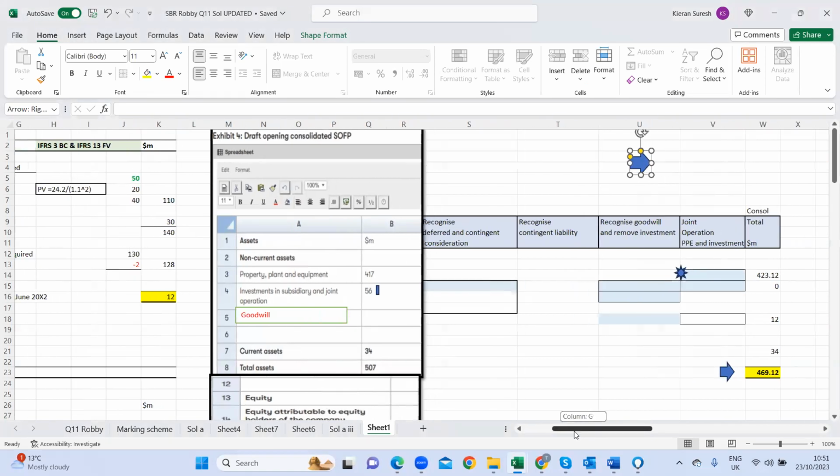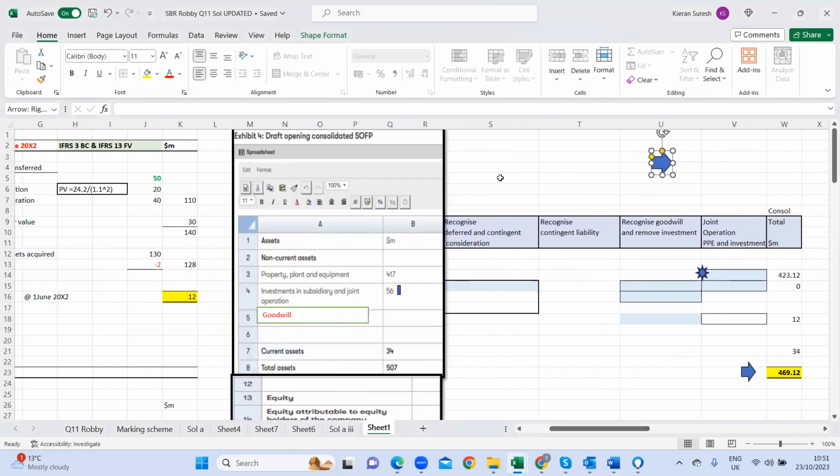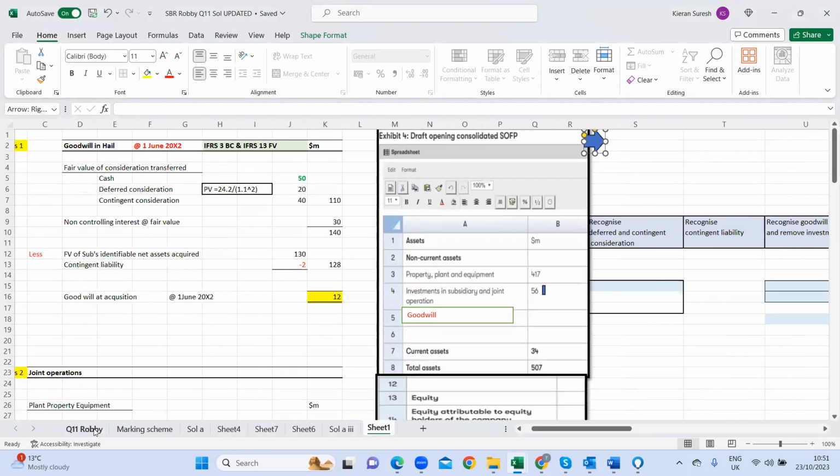So we're just going to focus on completing the balance sheet on this part. This is the populated balance sheet which has been given to us, as a draft of the opening consolidated statement of financial position. For this, I just need to go to the exhibit at the start of the question to get things much clearer.